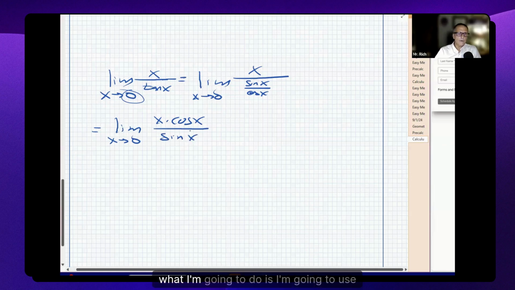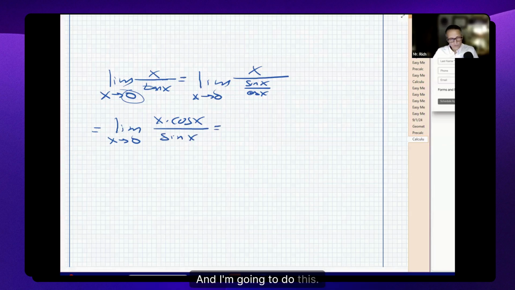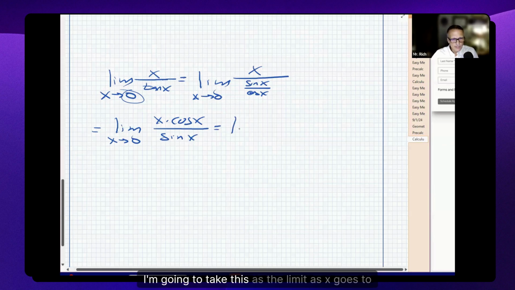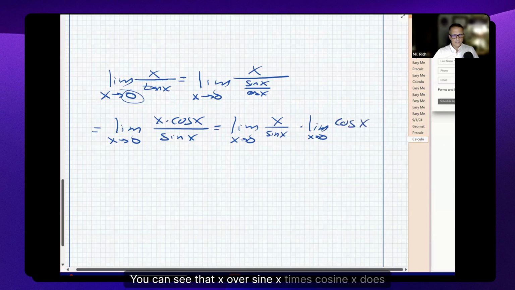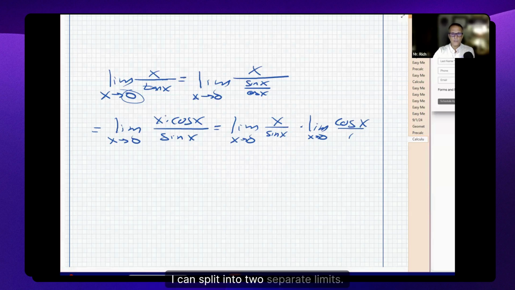Next, I'm going to use properties of limits, and I'm going to break this limit apart. I'm going to take this as the limit as x goes to 0 of x over sine x times the limit as x goes to 0 of cosine x. You can see that x over sine x times cosine x does give me this original fraction, but the properties of limits say that I can split my limit parts that are being multiplied into two separate limits.